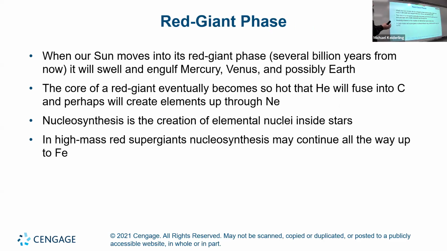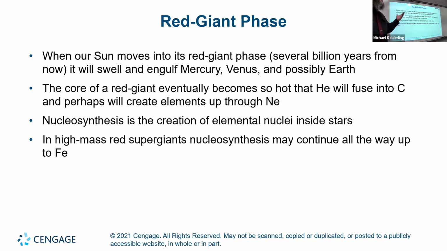So when our sun moves into its red giant phase, that'll be something like 5 billion years from now. It'll swell, engulf Mercury and Venus, and maybe also Earth. There is debate about exactly how big our sun will get, because we don't exactly know how much material it'll lose on the way there and stuff like that, and exactly how big it'll get. And the core of a red giant eventually becomes so hot, in something like the sun, that helium can fuse into carbon, and maybe will, depending again on the mass of the star, create elements up to neon.